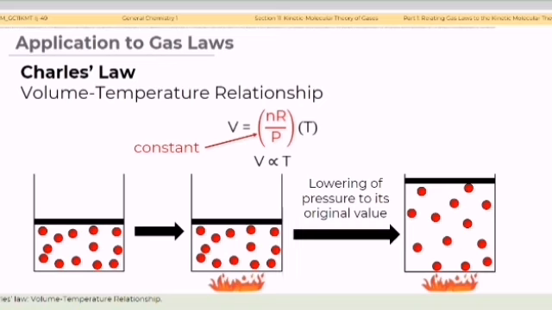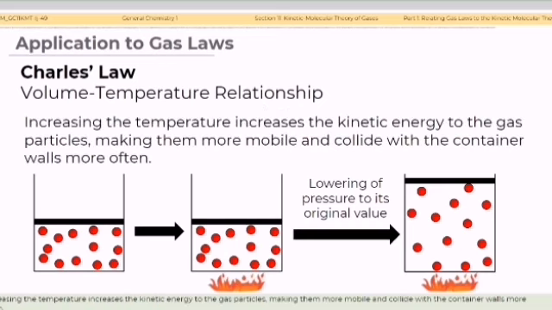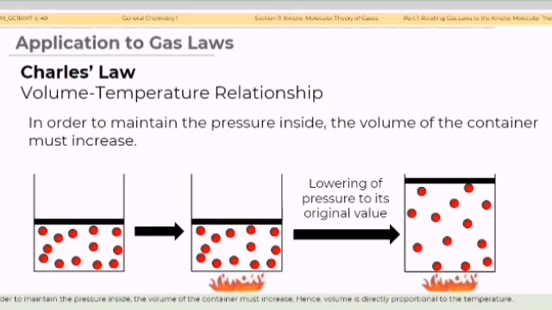Charles' law, the volume-temperature relationship, states that increasing the temperature increases the kinetic energy of the gas particles, making them more mobile and colliding with the container walls more often. In order to maintain the pressure inside, the volume of the container must increase. Hence, volume is directly proportional to the temperature.